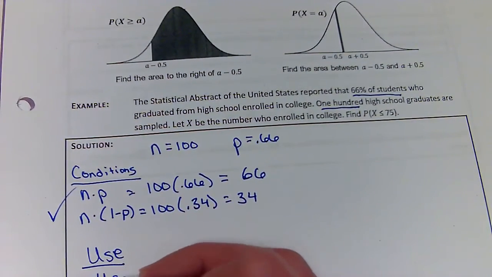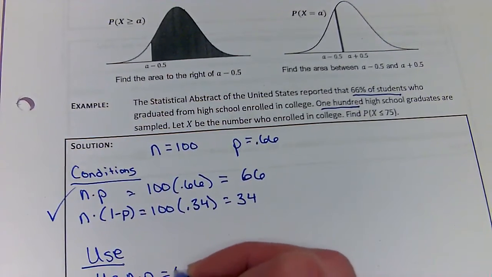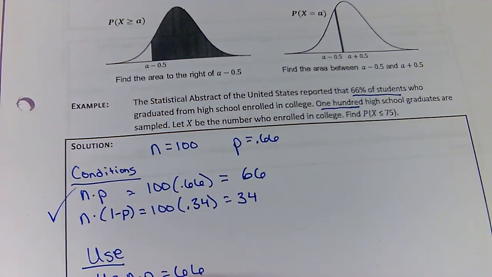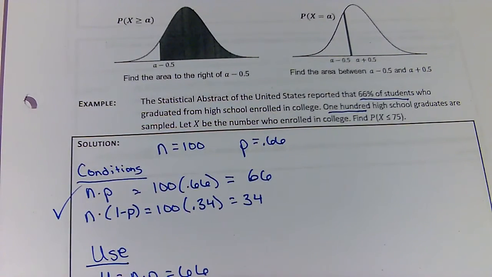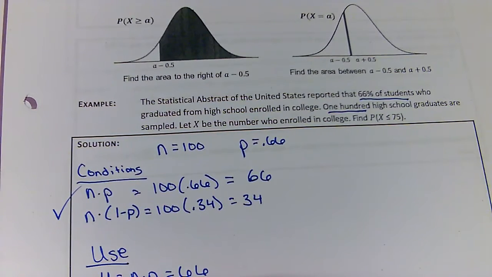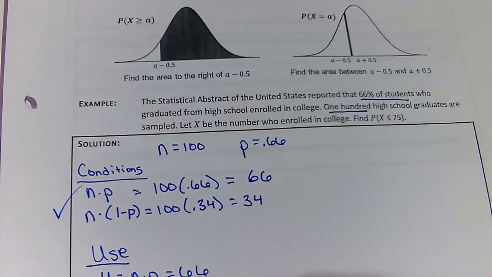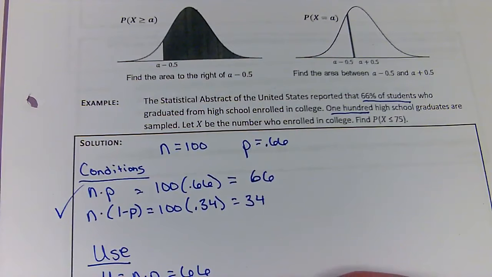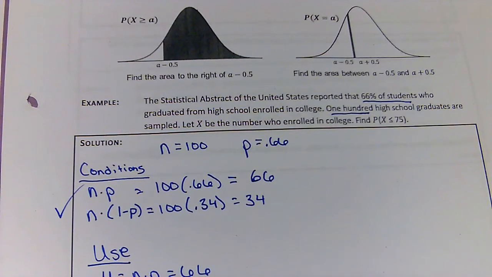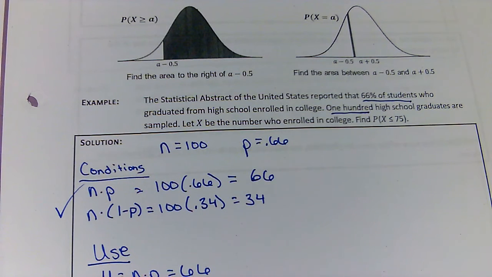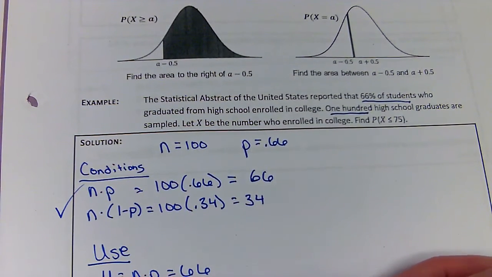Now let's talk about what we'll use in the calculator. We're going to use the mean of a binomial, N times P. And the standard deviation is the square root of N times P times 1 minus P. So the square root of 100 times 0.66 times 0.34. And I'm going to go over to my calculator. Sorry, I'm doing it off camera. That's 4.737.